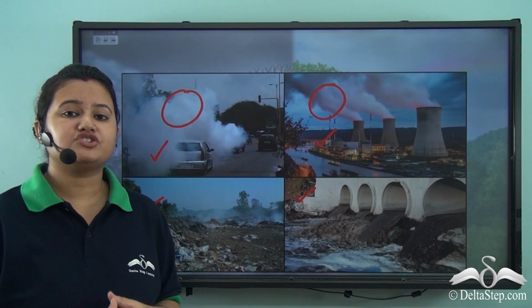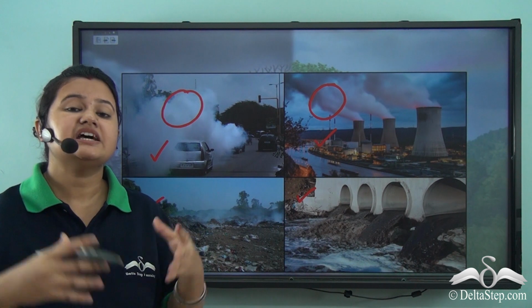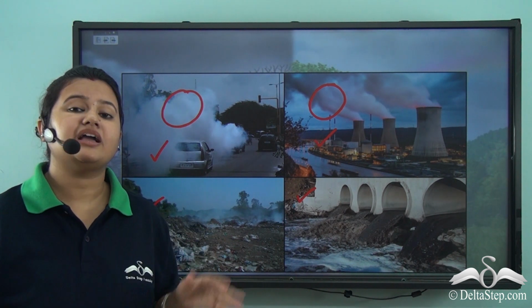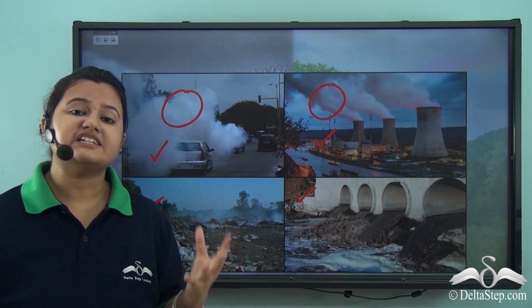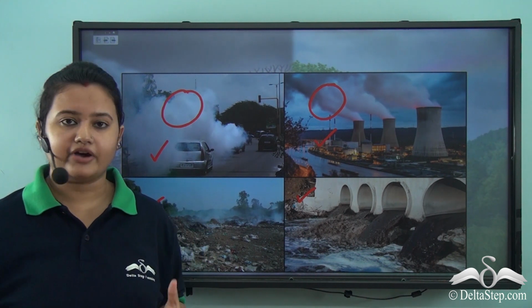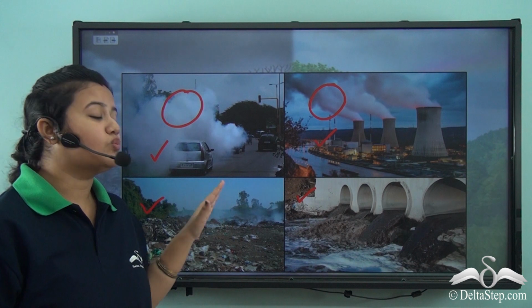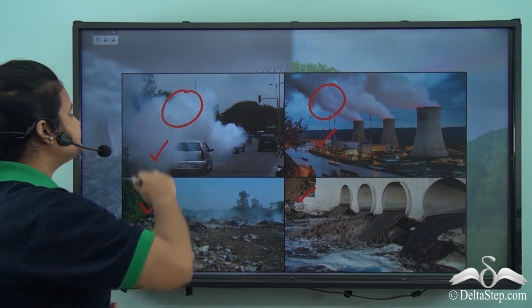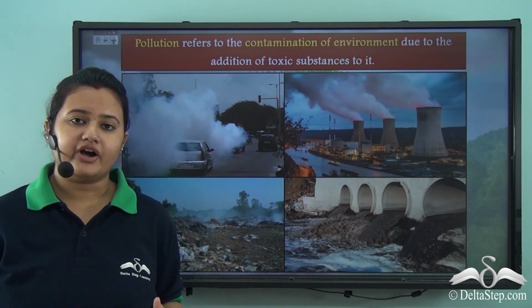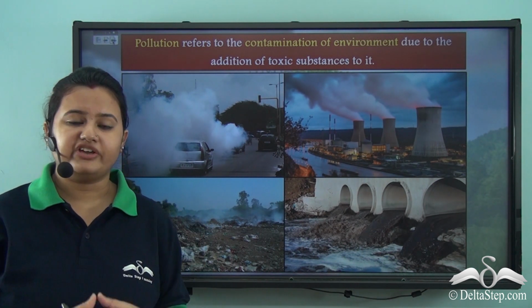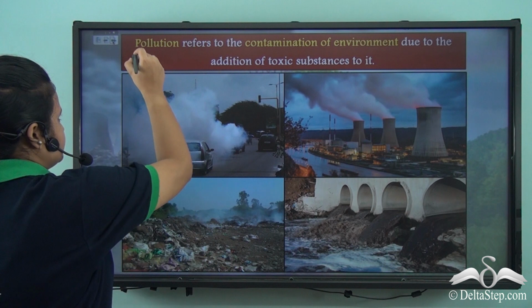In this picture, we can see that the pipes are discharging dirty black water into the rivers. So from these pictures, you can very well understand that human beings are dumping unwanted elements on the earth's surface and they are degrading the quality of the environment. Now, can you tell me what this situation is called? The degradation in the quality of environment due to dumping of waste is known as pollution.